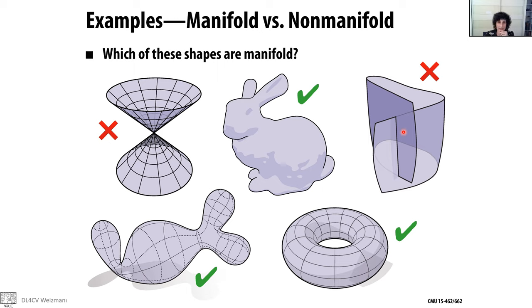Do you know why? Anybody has an idea? You see the intersection here, right? When a shape intersects itself like this, it's not a manifold, it's not a surface, because locally you cannot draw a 2D grid, like we drew before. The idea is that when you come closer to the surface, it's going to be some two-dimensional area. And here it doesn't happen, so this is not a manifold.